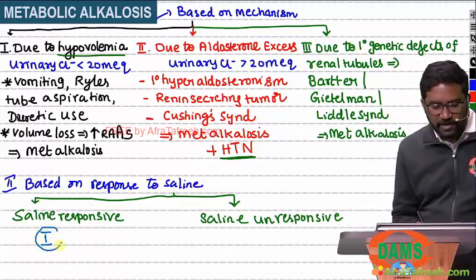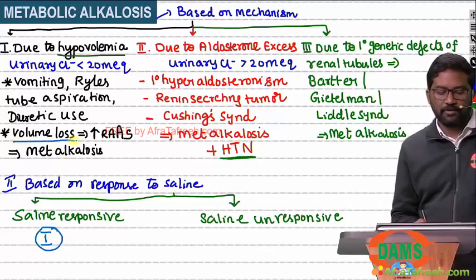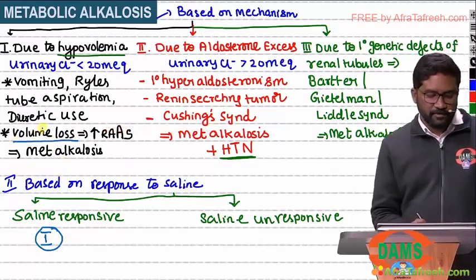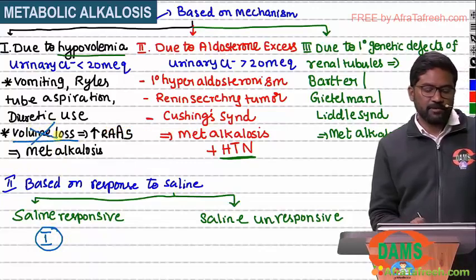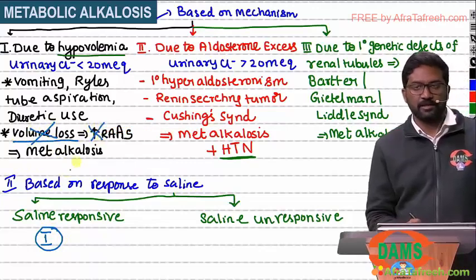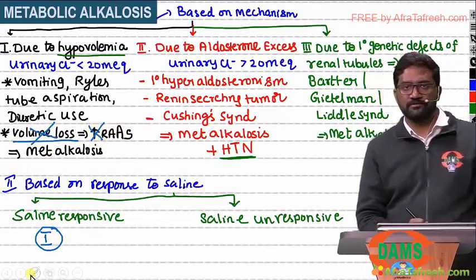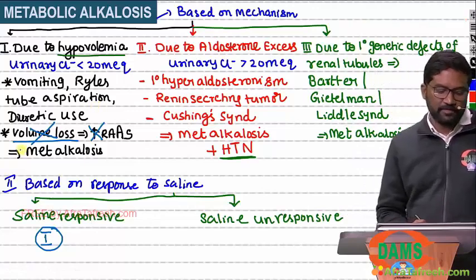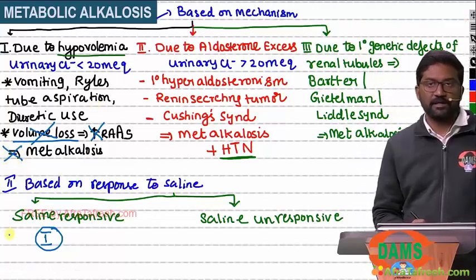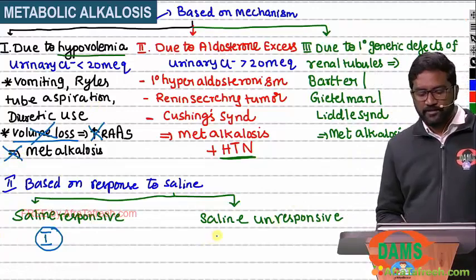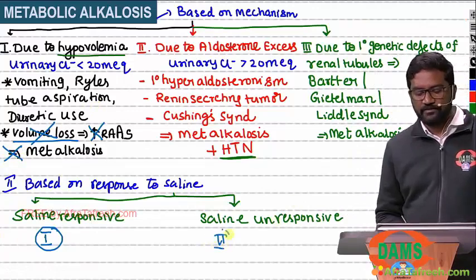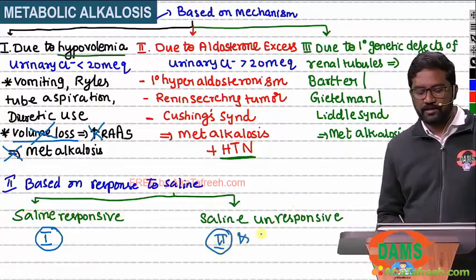Why is category 1 saline responsive? Due to volume loss. Now if you give saline and correct this volume, the trigger to the renin-angiotensin aldosterone system is removed. So the metabolic alkalosis will gradually resolve. Whereas saline unresponsive is category 2 and category 3.